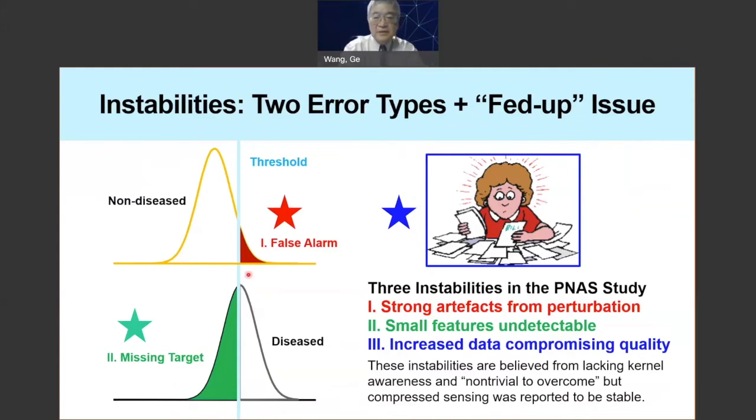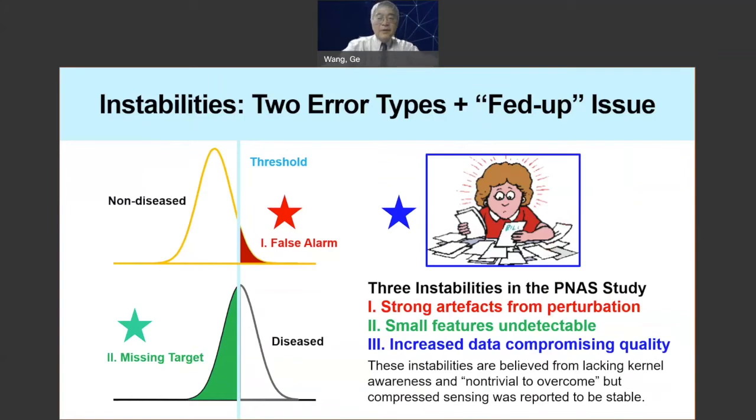So first, two types of instability are well-known: type 1 and type 2 errors, or false alarm and missing target, as shown by these red and green stars. These are the first two kinds of instability. And the third type of instability is shown in this cartoon. It's very interesting, a unique instability. And this is somehow a fed-up problem.